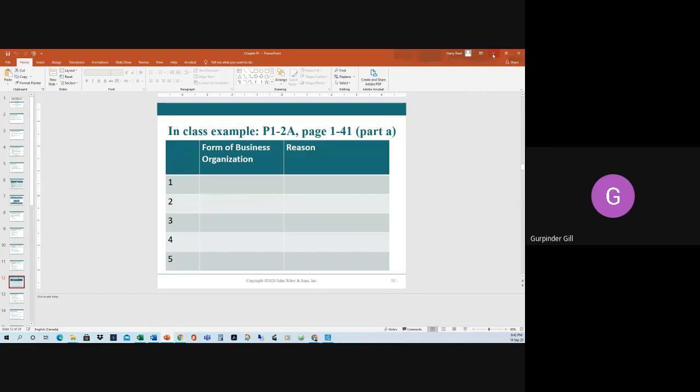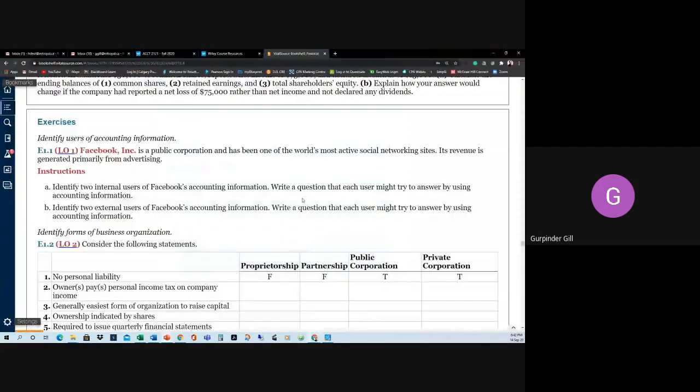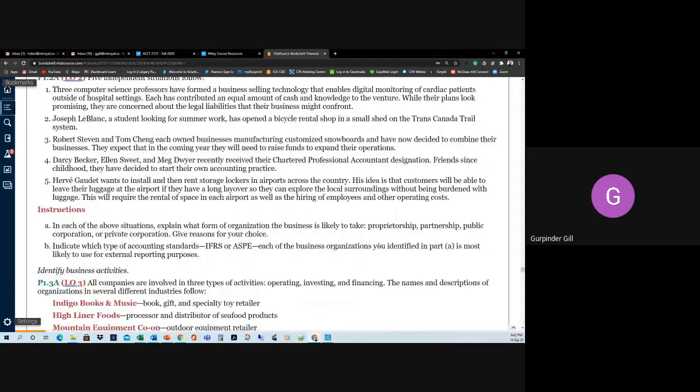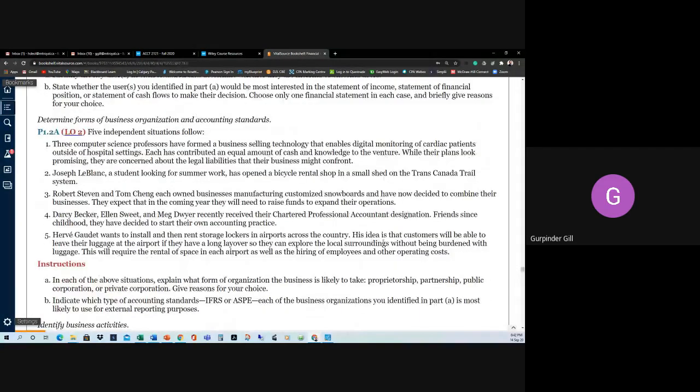All right, so let's go to P1-2A. We have 5 independent situations that we are looking at here, and we have to determine what form of business will be best for these situations, whether proprietorship, partnership, or a corporation. And if we do pick corporation, then we need to specify whether it should be public or private.